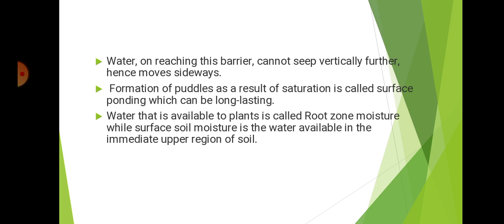Water reaching this barrier cannot seep vertically further, hence moves sideways. Formation of puddles as a result of saturation is called surface ponding, which can be long lasting. Water that is available to plants is called root zone moisture, while surface soil moisture is the water available in the immediate upper region of soil.